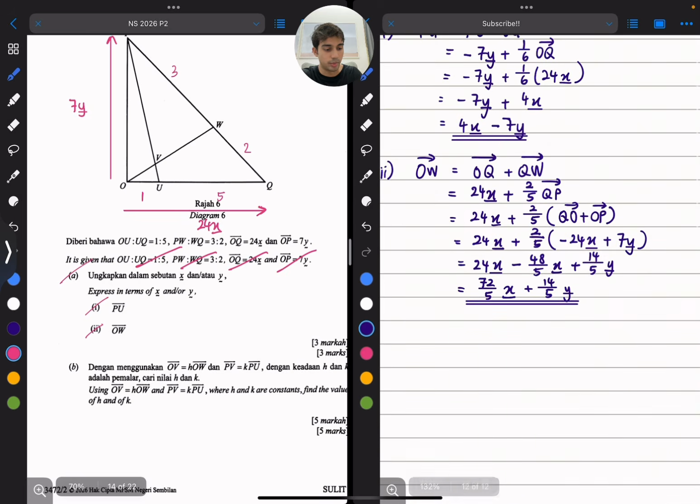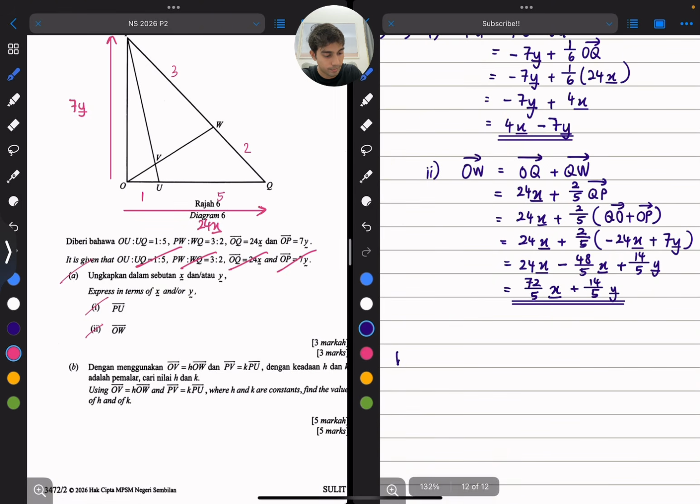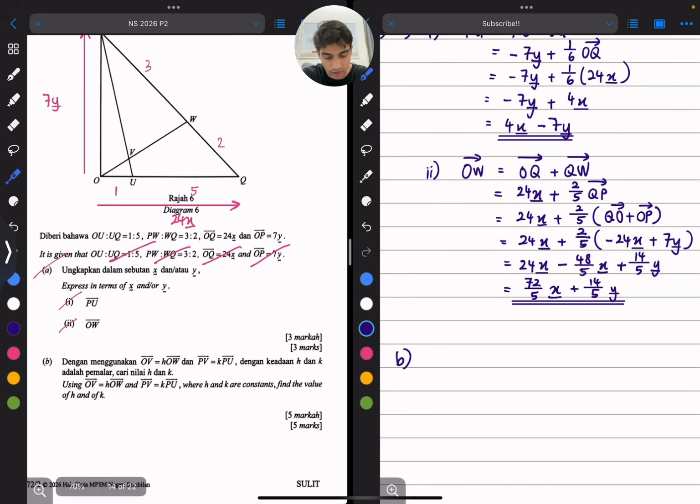Right. Now let's do part b. So using OV is this and PV is this, find the value of h and k. Okay, these kind of questions, we have to define one vector in terms of h and in terms of k. So the easiest vector, we just choose one of the ones they gave. So we define OV in terms of h and in terms of k. So OV is h of OW. OW is just this.